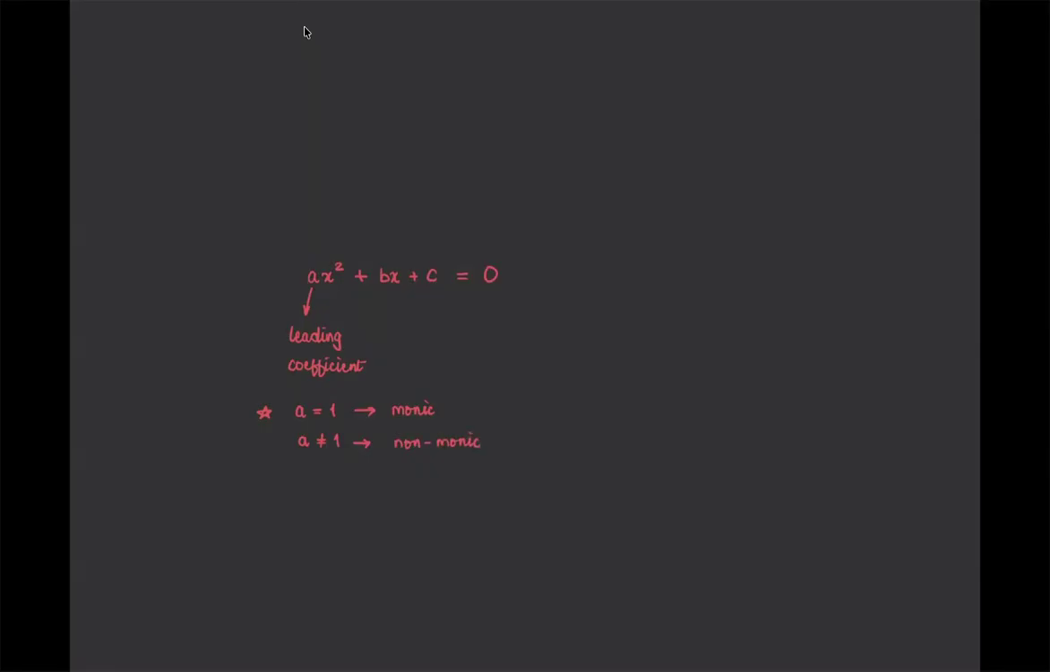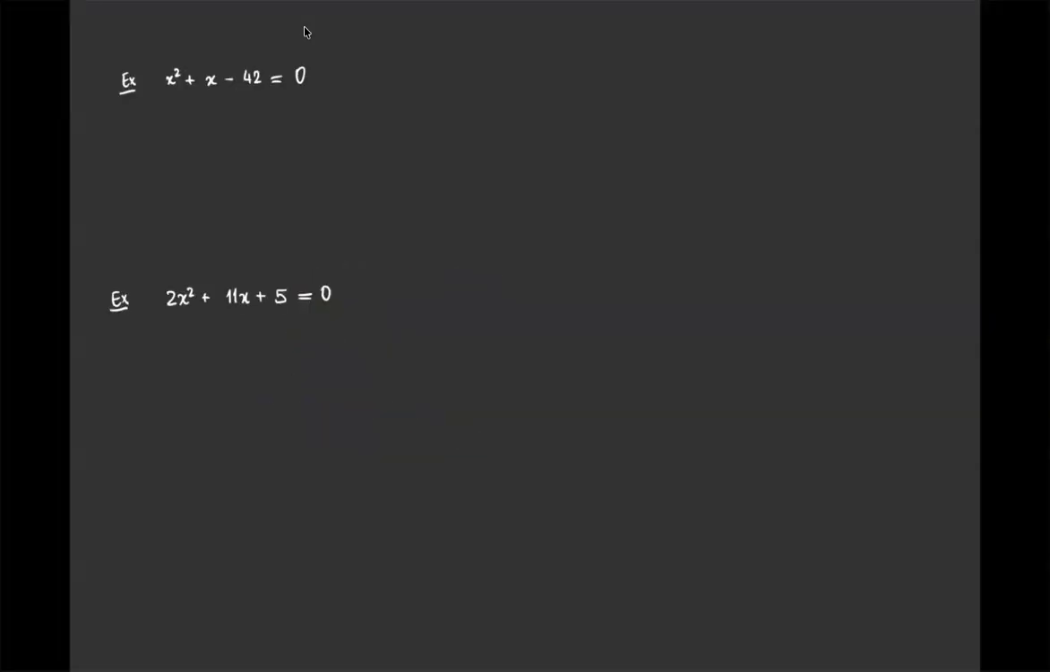Now, the general process for solving quadratic equations is to first factorize the quadratic expression and then to solve the factorized expression. And as you might recall from your previous years, there are 3 main methods to do so. Let's explore them one by one using examples. So, as a first example, we have a monic quadratic, x squared plus x minus 42 equals 0. And so, the first method involves considering two numbers.